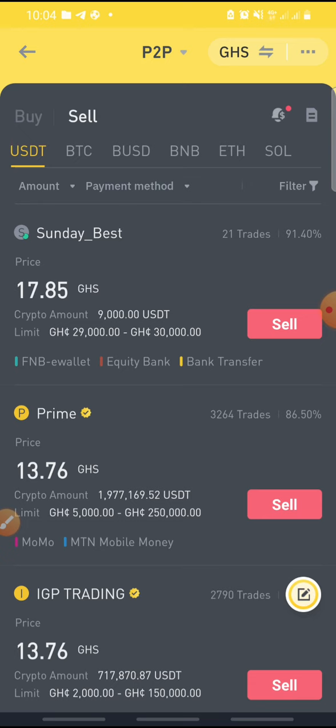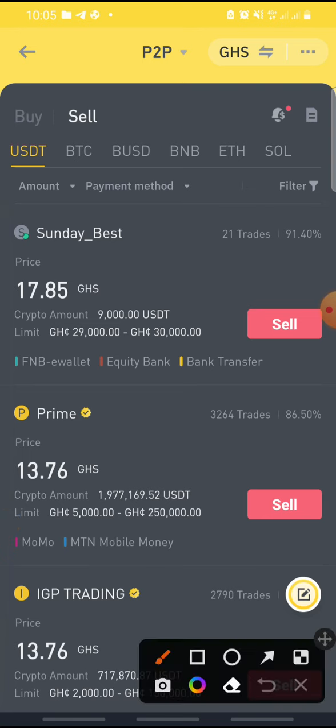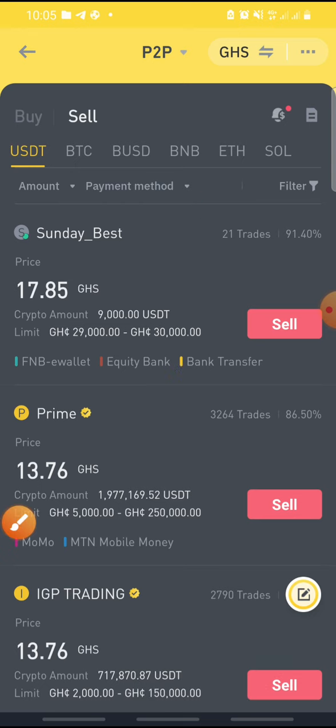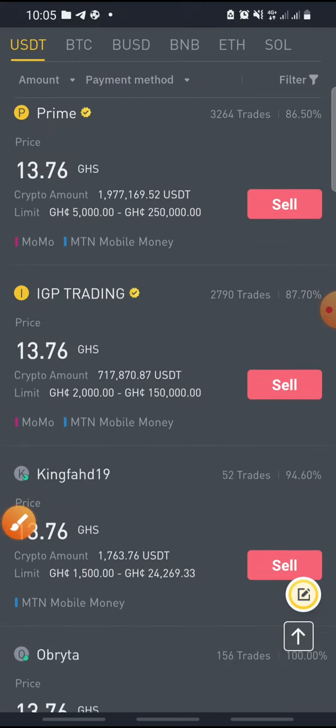We have the first buyer of any of this currency. The first person here, this guy is called, let me show you, Sunday Best. He's a buyer who I can sell to. I can equally sell to Prime. He's also a buyer. I can equally sell to IGP Trading. The list goes on and on. I can sell to any of these guys here.